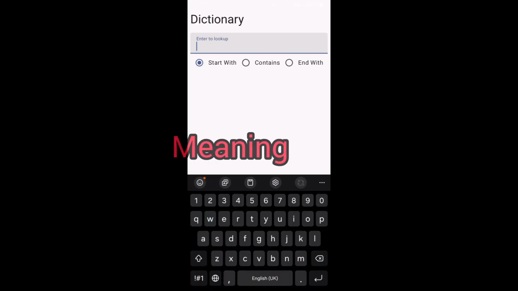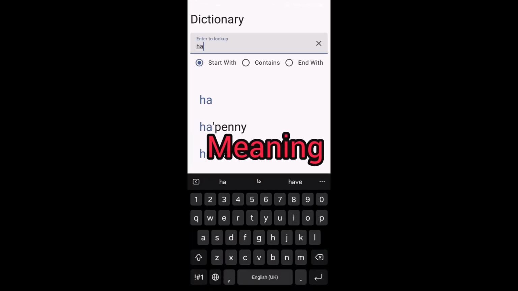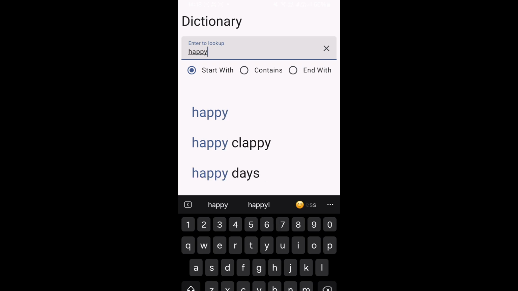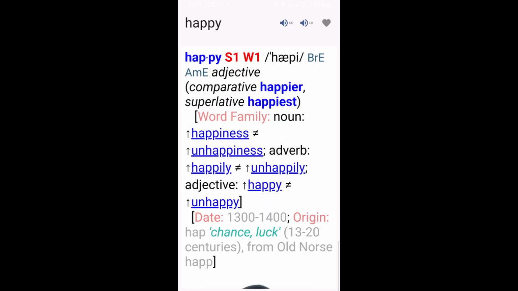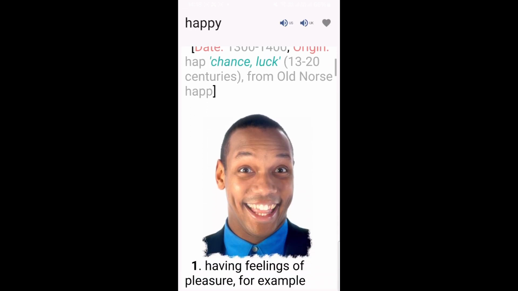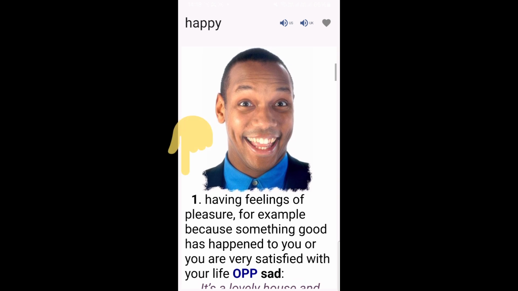After going through all these steps, it's finally time to check the meaning. As you can see, dictionary definitions are usually simple, and many words even come with pictures to help illustrate their meaning.